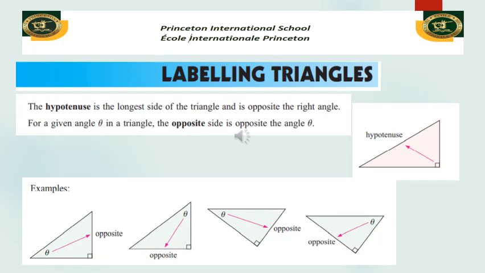In any right angle triangle, we have one hypotenuse. The hypotenuse is the longest side in the triangle, and it is the one opposite to the right angle. As you see here in this slide, we have one hypotenuse in the triangle that is opposite to the right angle, and don't forget that it is the longest side in the triangle. Then identifying the opposite and the adjacent sides depends on the place of angle theta.